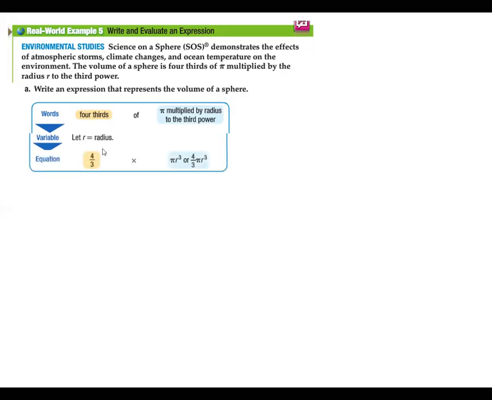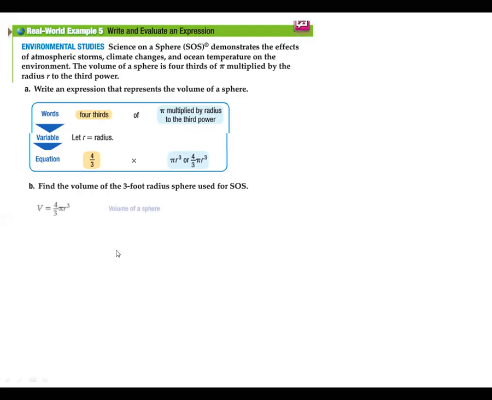So 4/3 of means to multiply. So times pi multiplied by the radius to the third power, so r cubed. So it becomes 4/3 pi r cubed. Find the volume of the 3-foot radius sphere used for SOS.